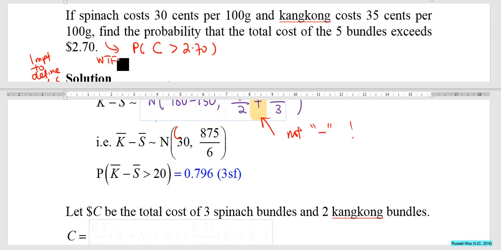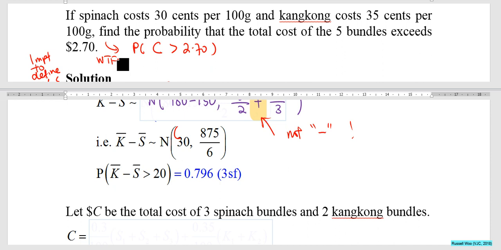Now, pay attention please. If I can express C in terms of other variables, that means your S, your K bar, whatever, then my job is done. Follow? Now what is C? Then again, it's so difficult. One bundle consists of 3 spinach and 2 kangkong. So, never mind, let's try.